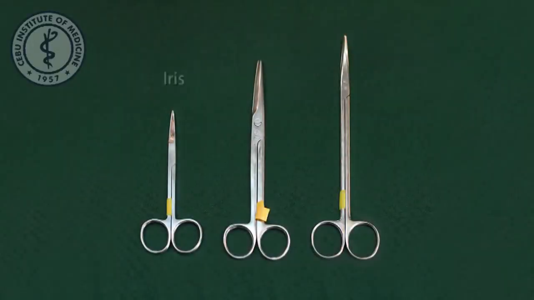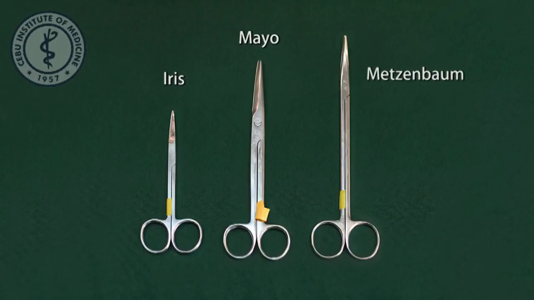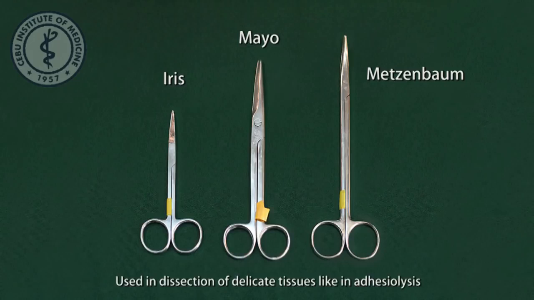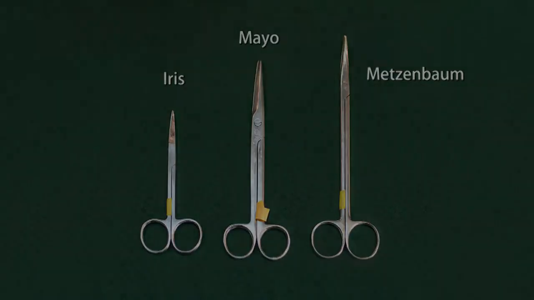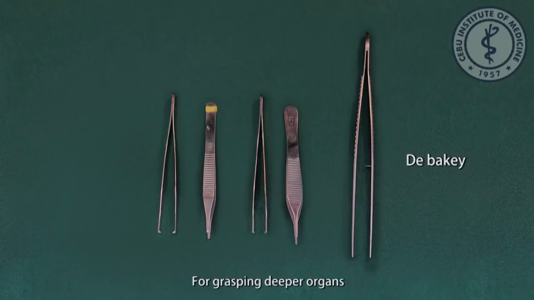Scissors. Iris scissors, used in cutting or fine dissection. Mayo scissors, for cutting through tough fascia and cutting sutures. Metzenbaum scissors, used in dissection of delicate tissues like adhesiolysis. Pickup forceps. DeBakey forceps, for grasping deeper organs.